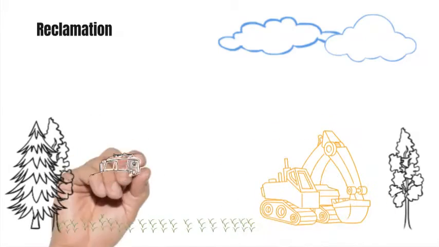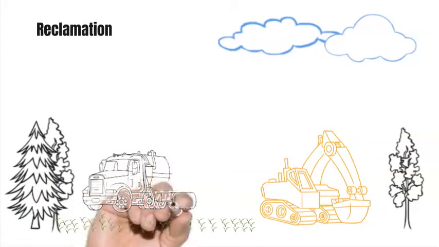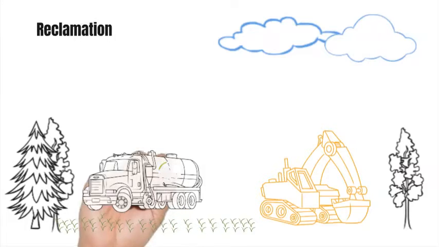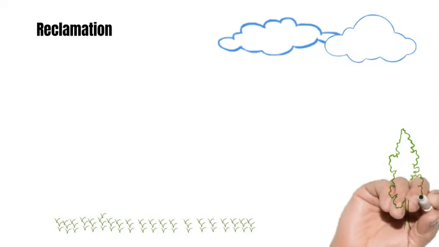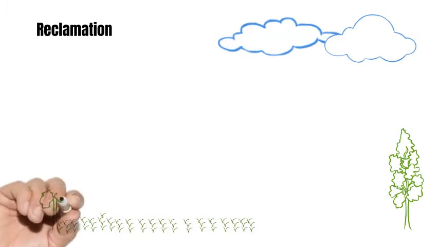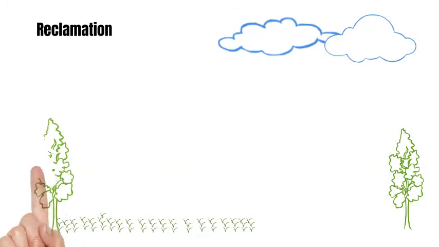Here, we remove all well pads, gravel, access roads, and approaches. We then repair contouring, drainage, soils and vegetation to match conditions found off-site.